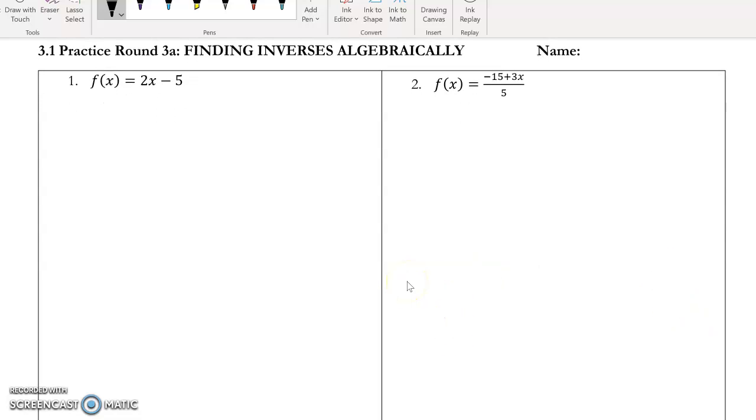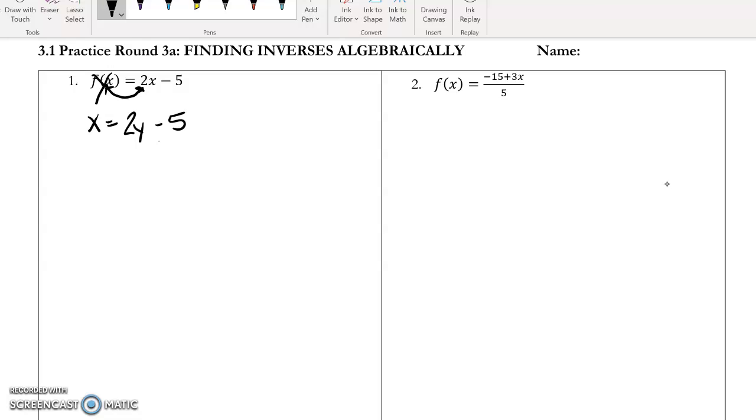All right, guys. So for this first round that we're going to go over, we're finding inverses algebraically. And remember, a big idea when we're finding inverses is that everything just kind of switches, meaning the x's and the y's are going to switch. So if I give you an equation, the first thing I want you to do is, instead of function notation, just label this y. Then you're going to switch the place of x and y. So I'm going to write x equals 2y minus 5.